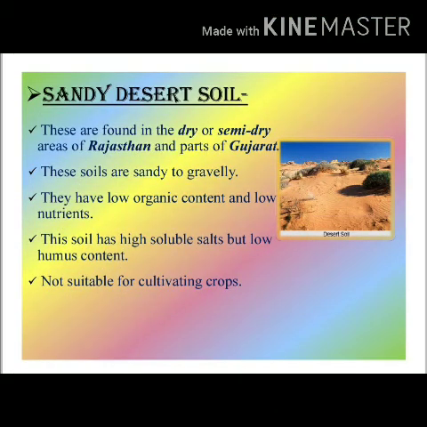Sandy desert soil. These are found in dry and semi-dry areas of Rajasthan and parts of Gujarat. These soils are sandy to gravelly with low organic content and low nutrients. They vary in color from reddish to light brown. The soil has high soluble salts but is low on humus content. Sandy desert soil is not suitable for cultivating crops.